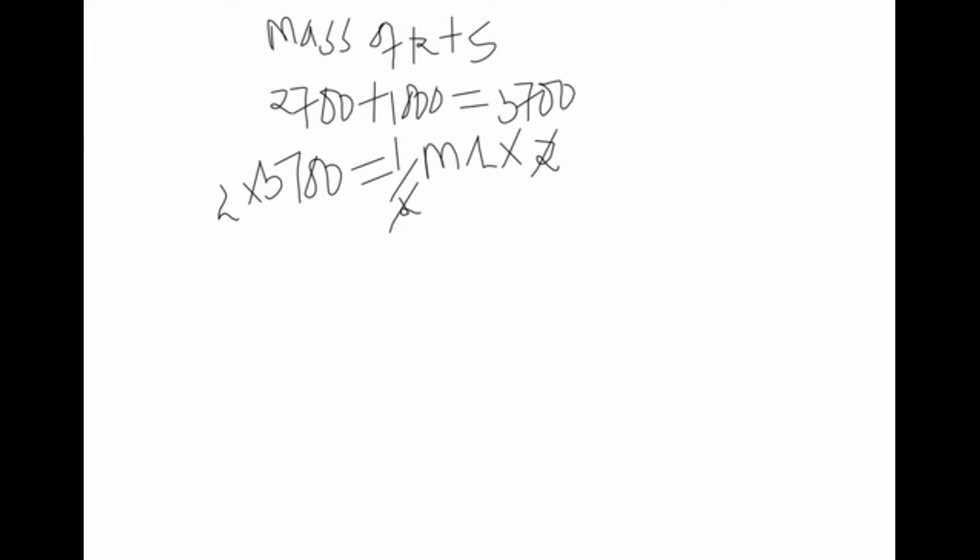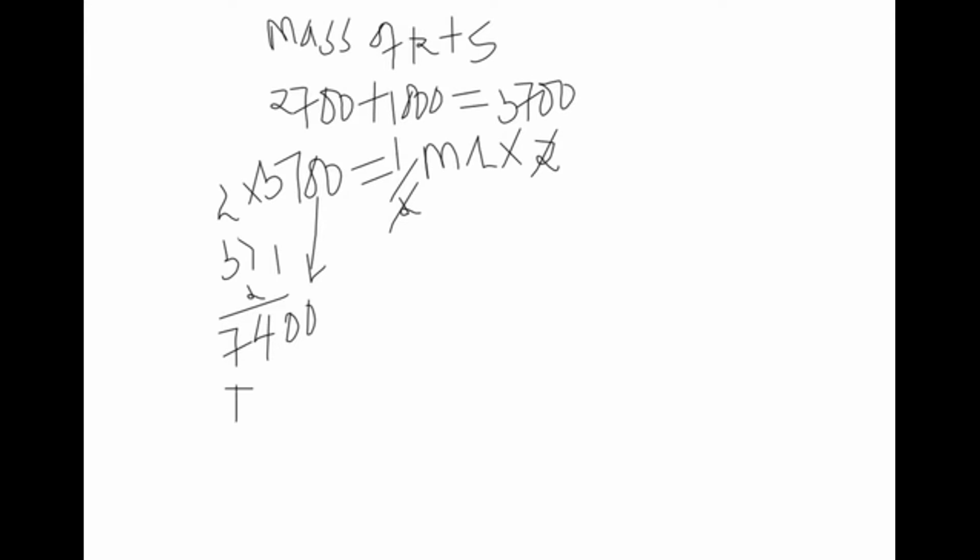We have 2 times 3700. 37 times 2 is, 7 times 2 is 14, carry 1, 2 times 3 is 6 plus 1 is 7. So we have 7 times 100. So we have the two zeros here. So we have the mass of the lorry is 7400.